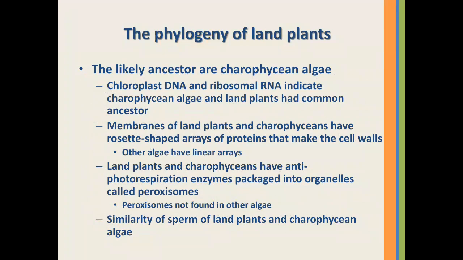Land plants and Charophytans have anti-photorespiration enzymes packed into organelles called peroxisomes. Peroxisomes are not found in other algae. Similarity of sperm of land plants and Charophytan algae.